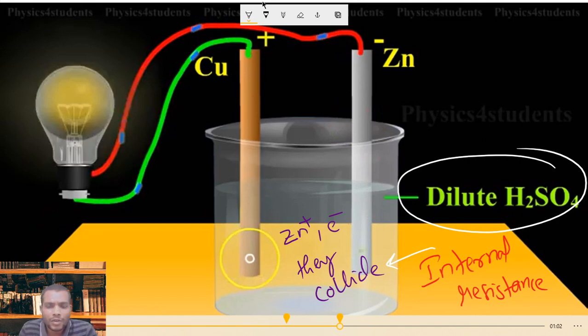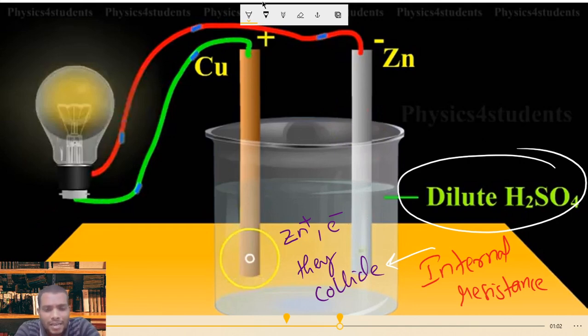If you change the electrolyte, the internal resistance value changes, and if you change the concentration of the electrolyte, the internal resistance also changes. If you decrease the distance between the two electrodes, the internal resistance value changes. Not only that, the temperature. When the temperature increases, the internal resistance decreases. This internal resistance only occurs in the source.